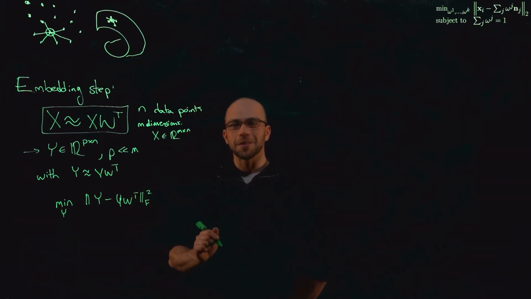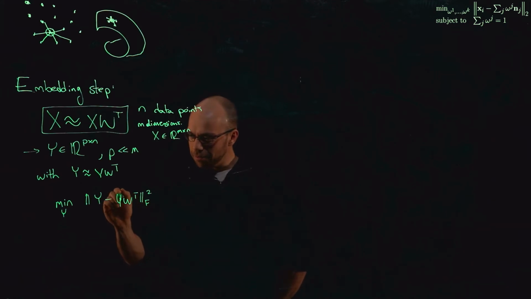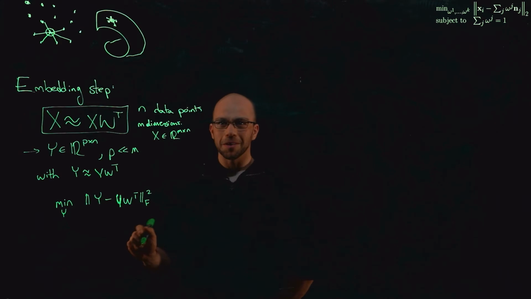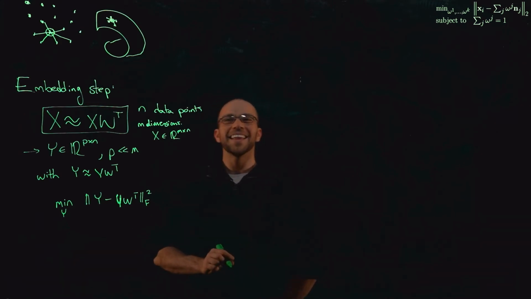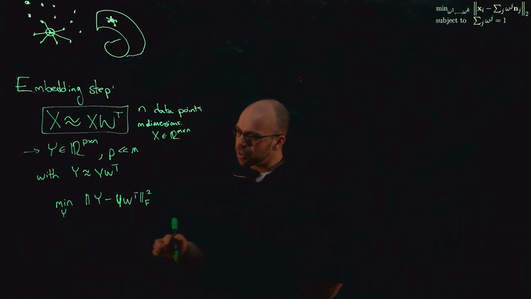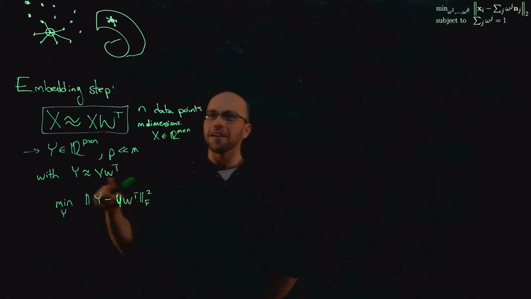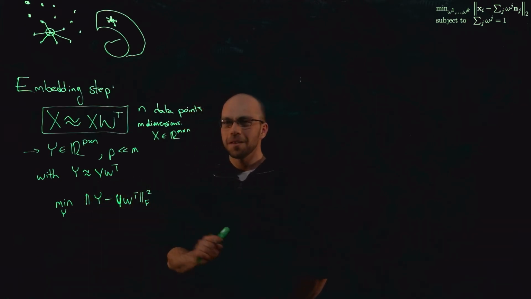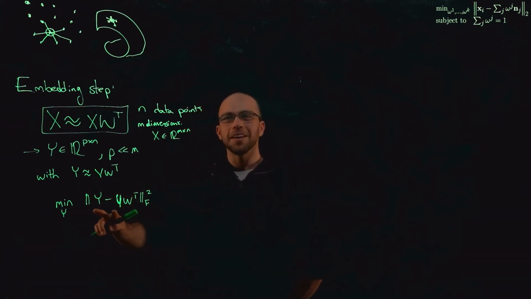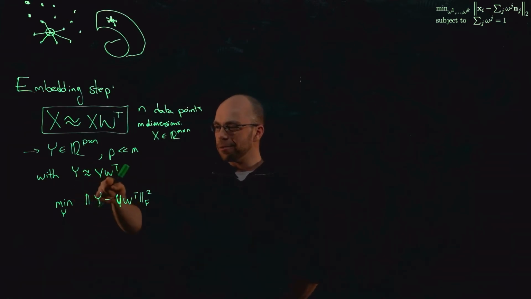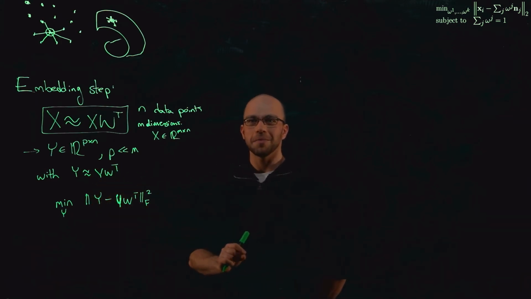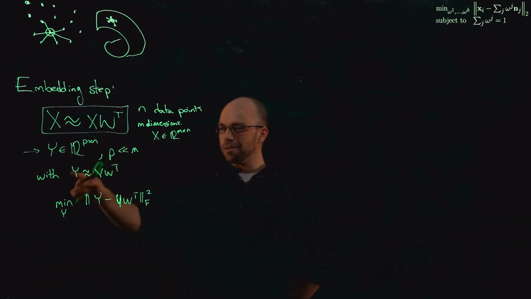Well, if you think about it for a second, you can convince yourself that this is not an interesting optimization problem because it just leads to Y equals 0, right? If I put in Y equals 0, then it's absolutely true that Y equals Y times W transpose. That's just Y times 0. 0 times 0 equals 0.